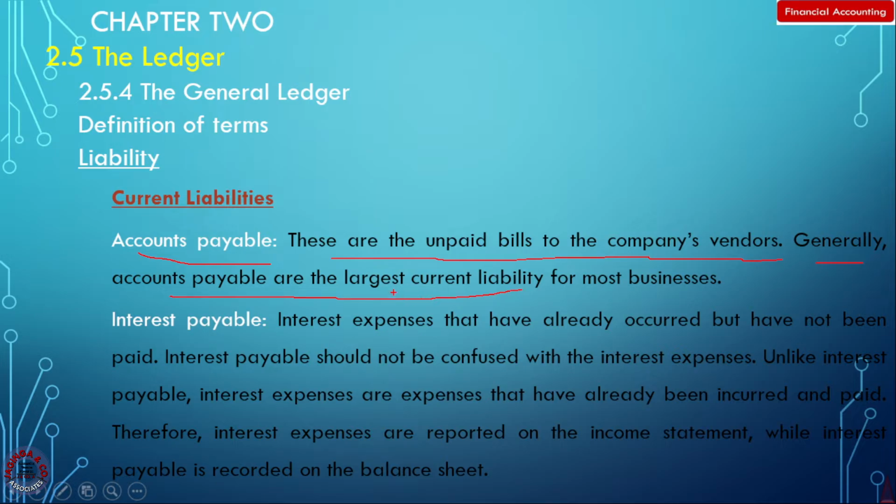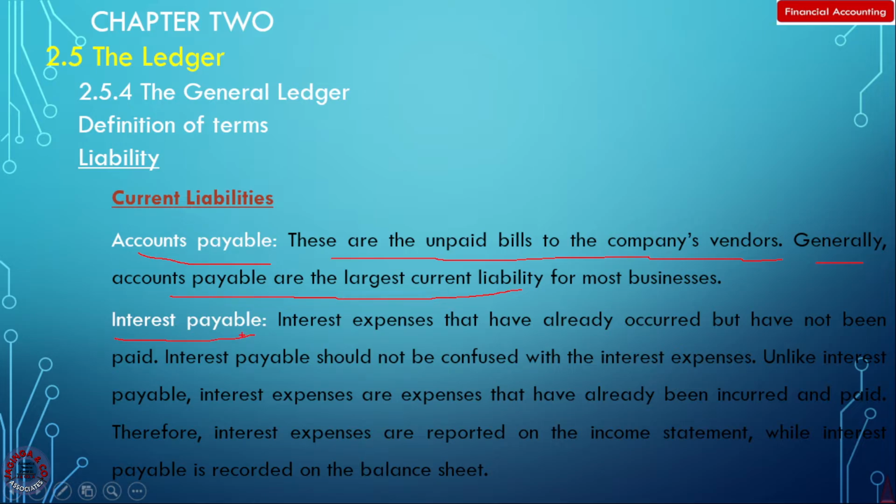So these are just the amounts that you owe your suppliers. Normally, you get goods from your suppliers and pay them after 30 days or 60 days, and it is always a routine in the business. That's why we are saying that accounts payable are the largest current liability for most businesses. So these are current liabilities because they are due within a period less than 1 year.